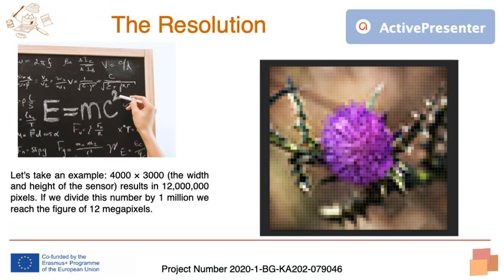A sensor is made up of a number of pixels that make up the photographed image. The larger the sensor, the more pixels we will find at our disposal, the higher quality the photograph will be. Even the pixels can be more or less large. A very large sensor with very small pixels will make very high quality photos. The resolution of the camera and image is measured in ppi, pixels per inch, or pixels per centimeter. Let's take an example: 4000 times 3000, the width and height of the sensor, results in 12 million pixels. If we divide this number by 1 million we reach the figure of 12 megapixels. That camera will have a 12 megapixel resolution.